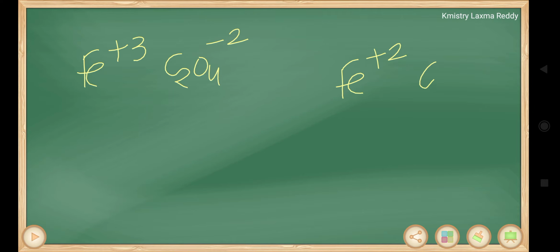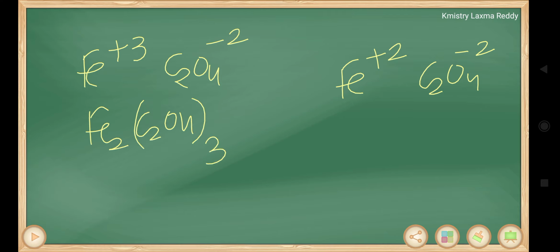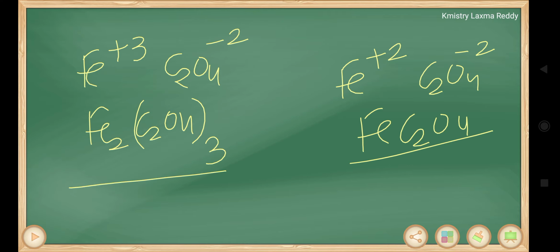Ferric means Fe plus 3, oxalate is C2O4 minus 2. Ferrous means Fe plus 2, oxalate is C2O4 minus 2. So the formula will become Fe2(C2O4)3, this is for ferric, and FeC2O4, this is for ferrous. First you should know the formula, then only you can answer.